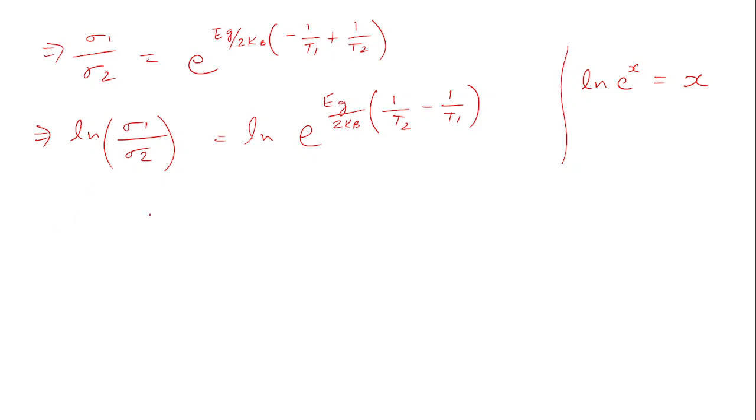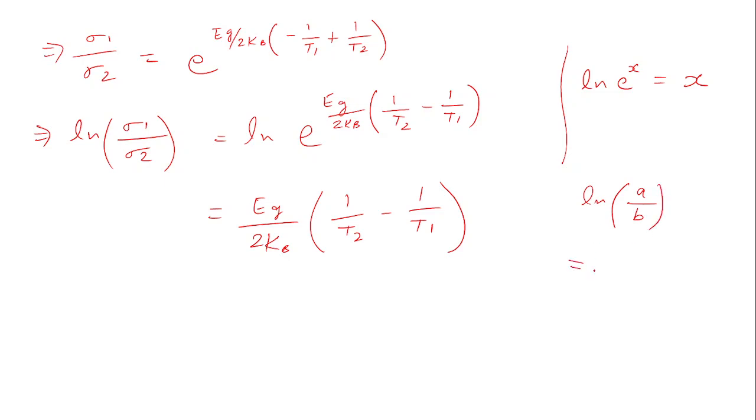So now we are doing this. The natural log of e to the power, this is there in the exponent, so all we will get here is Eg divided by 2 kB, and 1 over T2 minus 1 over T1. Now we can substitute values and find out. Another property, whenever we take the natural log, or log to the base 10 also, is that when we have something like this, we can write log of a minus log of b. So here also it will be log of sigma 1 minus log of sigma 2.